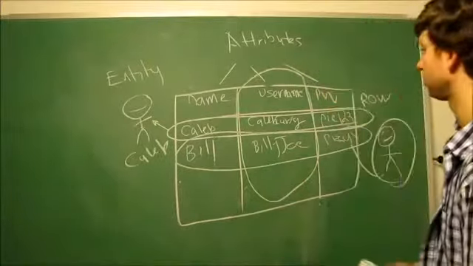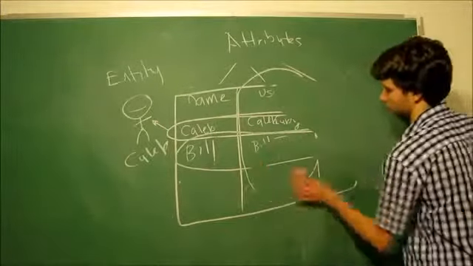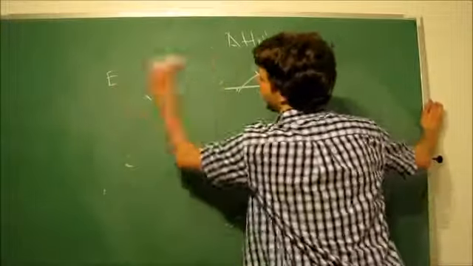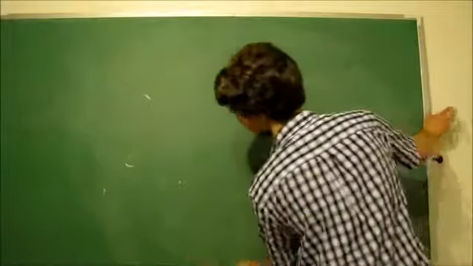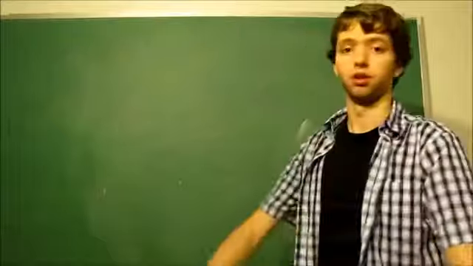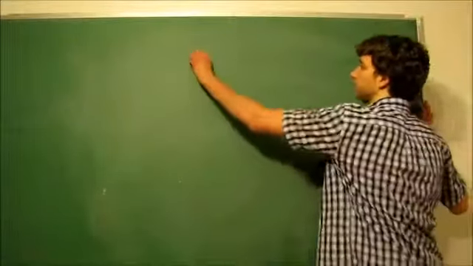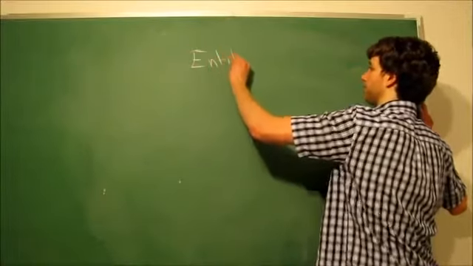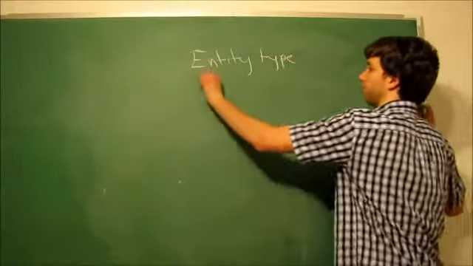Okay, so this is getting a little messy, so I'm just going to clean it up a bit. So just to summarize a bit, the very first thing we have is an entity type. That's a word you want to know, entity type. We talked about entities, and I'll tell you what an entity type is in just a sec. Entity type, and then we have the attribute type.